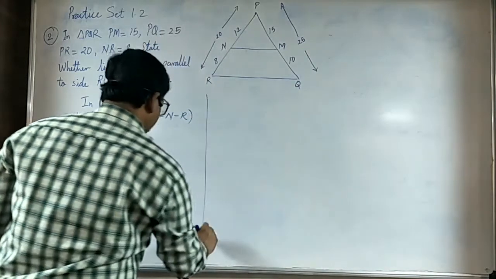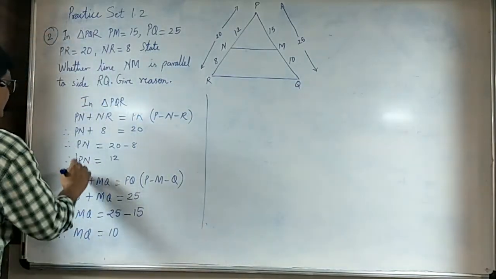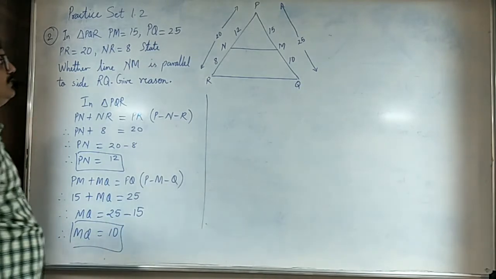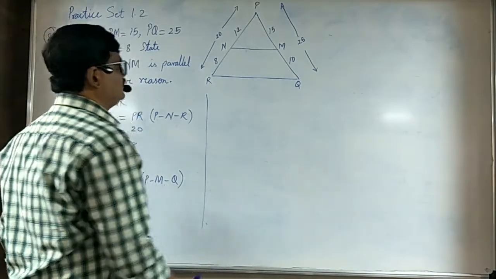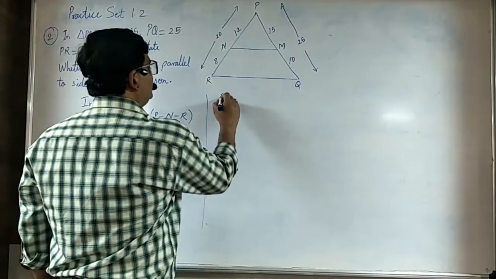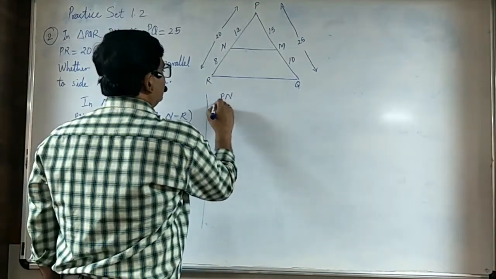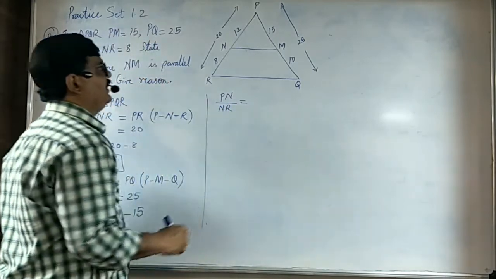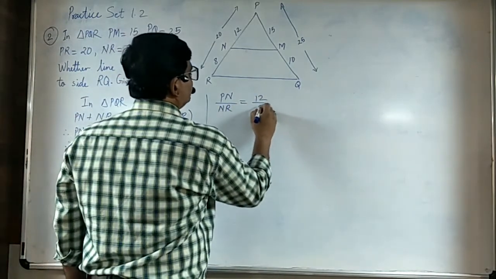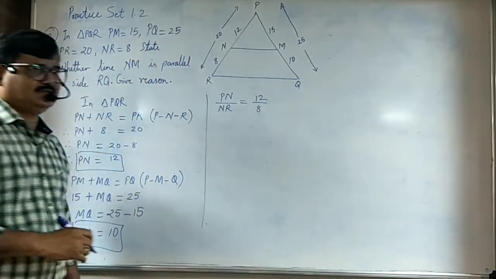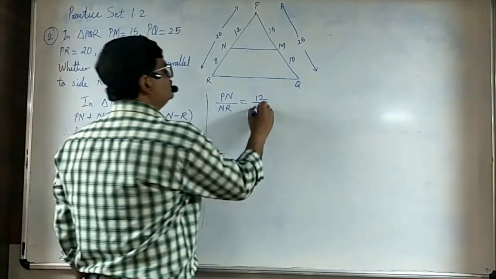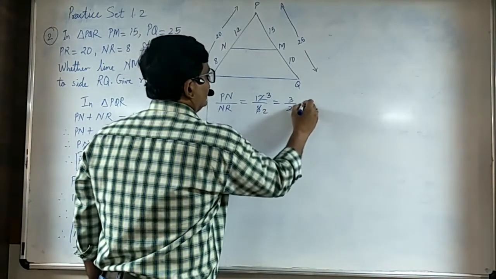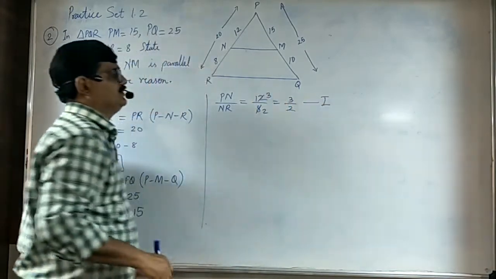Now what I am going to do is very simple. I got the value of PN, and I got the value of MQ. Now I am going to check the ratio. First of all, PN upon NR. PN is 12 and NR is 8. If I cancel this, 4 2s are 8, 4 3s are 12, so I'll be getting 3 upon 2. And that's my equation number 1. I'll keep my equation number 1.